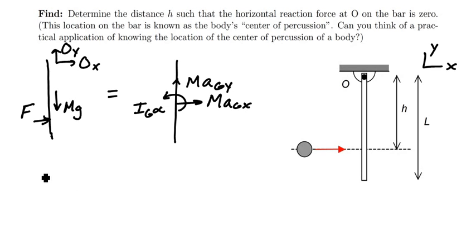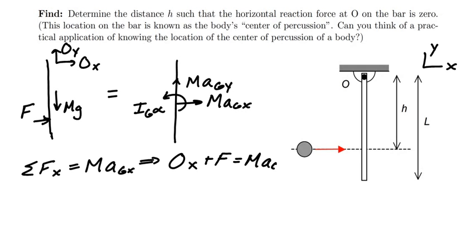So now that I have that in place, I can go ahead and write down my kinetics equations for this problem. If I do that, I can first of all sum forces in the x direction and set that equal to m times agx. And if I do this here, what I'm going to have is OX plus the applied force F is going to equal m times agx. And we can call this equation 1.